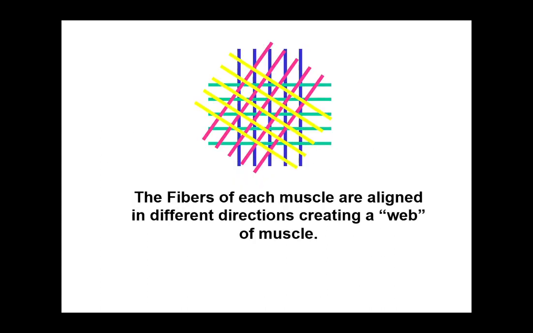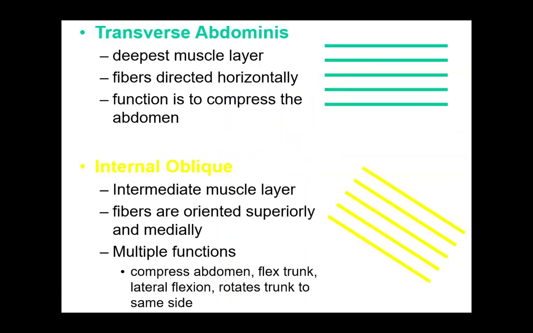A simplistic view of these four abdominal muscles is that they are each aligned differently in different directions. So they create a web. So if you slice one or rupture one muscle, it's not a complete exposure of your viscera. So let's look at them in turn.